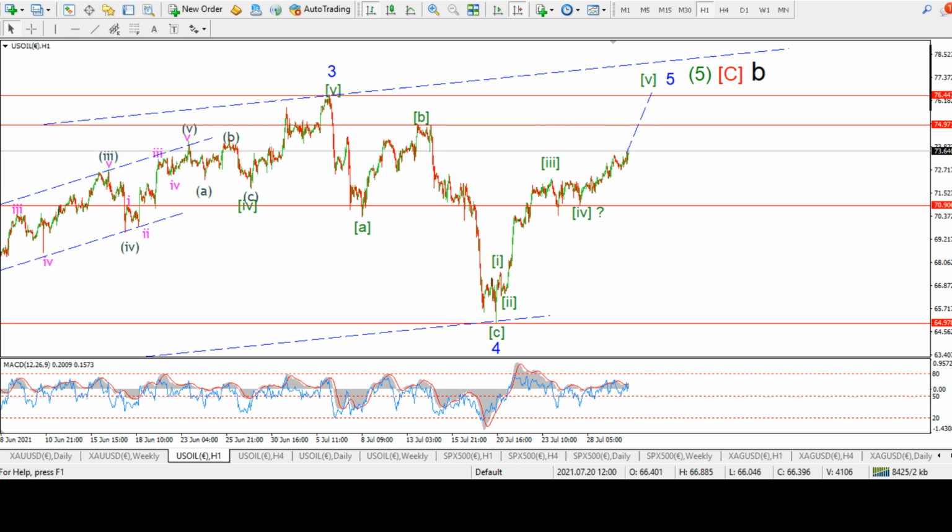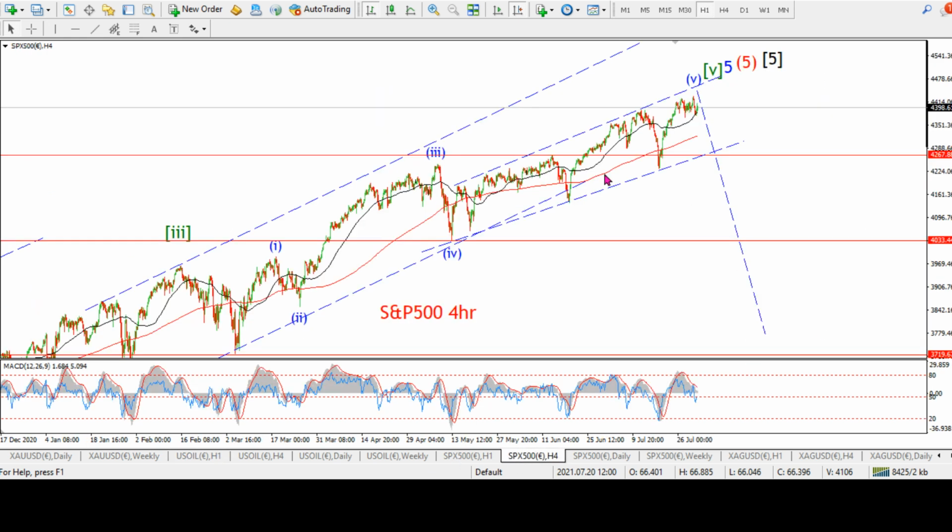We've got an initial target of 76, let's call it 7650, and we'll see how the reaction is at that level later on next week. Okay, so here is the S&P.